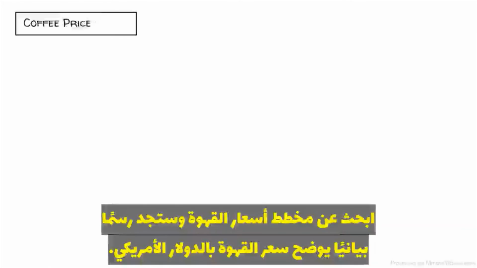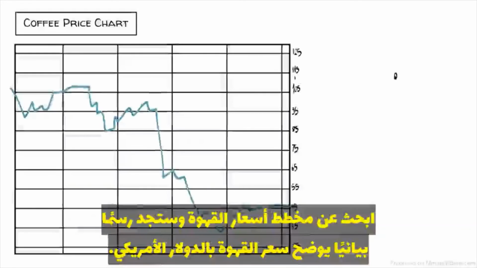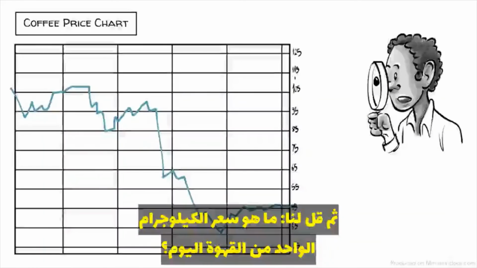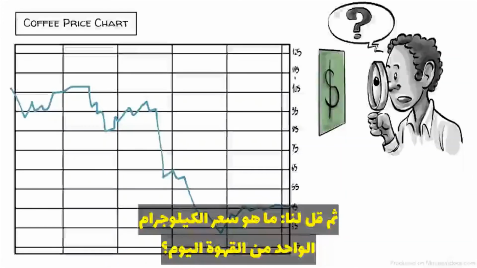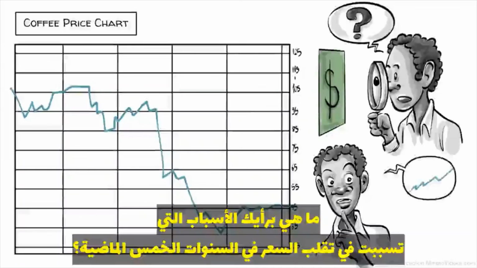Search for a coffee price chart and you'll find a graph showing the price of coffee in US dollars. Then tell us, what's the price of 1 kilogram of coffee today? What do you think are the reasons that have caused the price to fluctuate in the past 5 years?